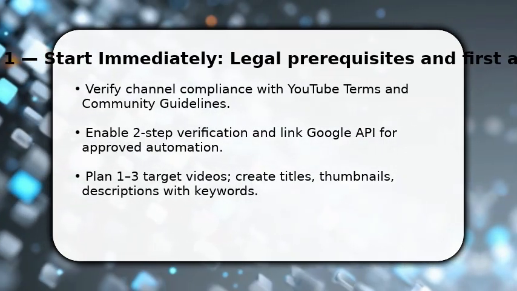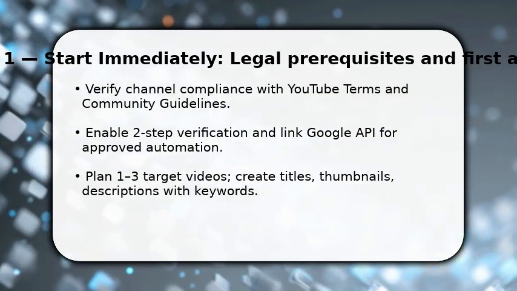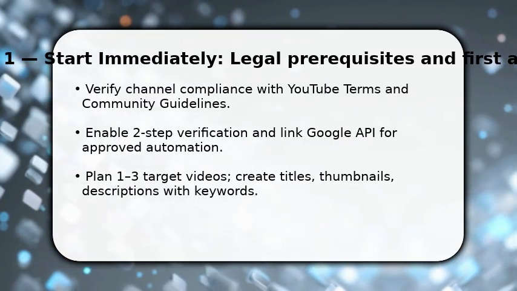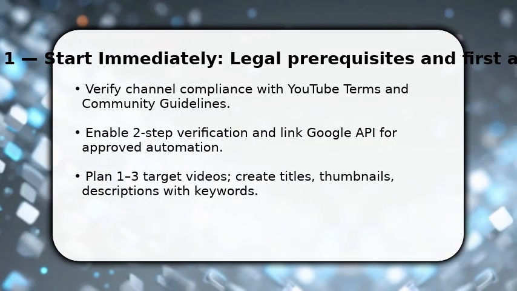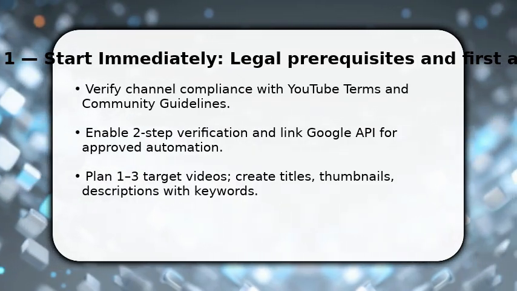Once done, pick 1 to 3 priority videos and craft strong titles and thumbnails that compel clicks. Make sure to add keyword-rich descriptions and timestamps. This helps YouTube surface your content. Act now. Set up analytics access and a posting schedule so you can begin legitimate optimization immediately.